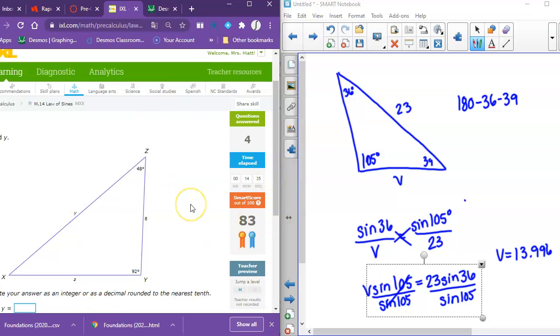So that is the general idea of what you're going to have for your law of sines. So go to IXL. You're going to be in pre-calculus M14 and complete that law of sines assignment for me. You need to get a SMART score of at least 90.